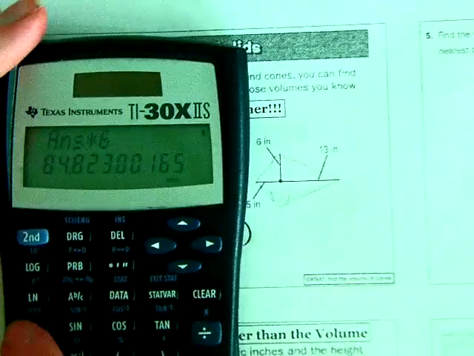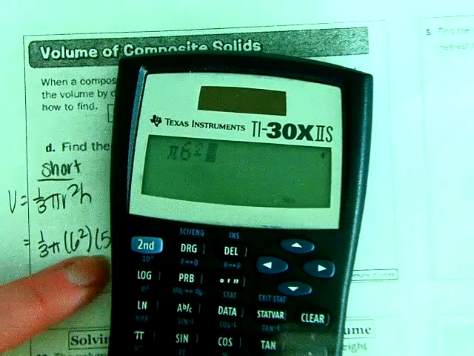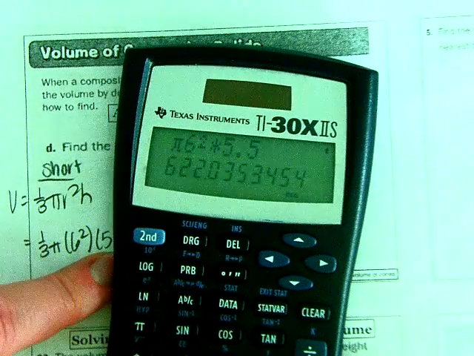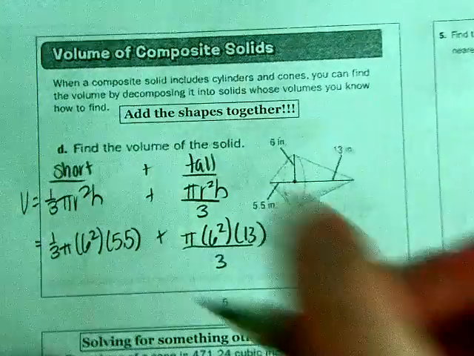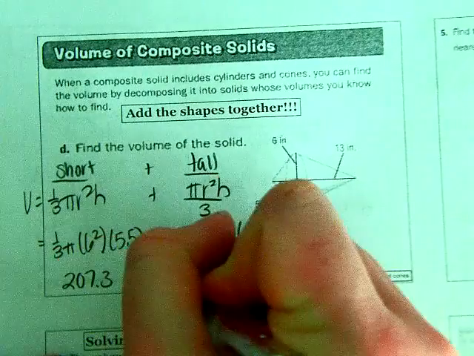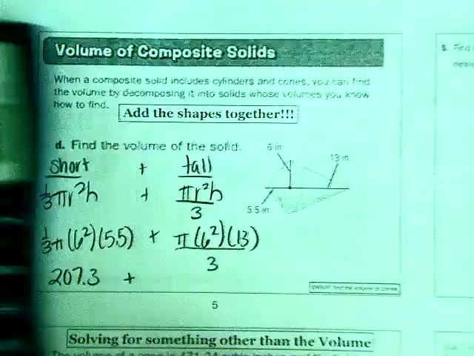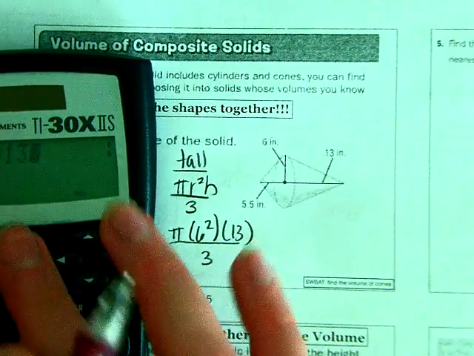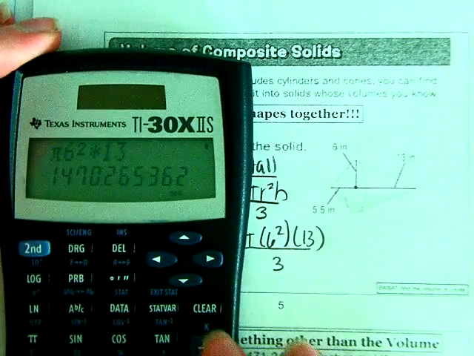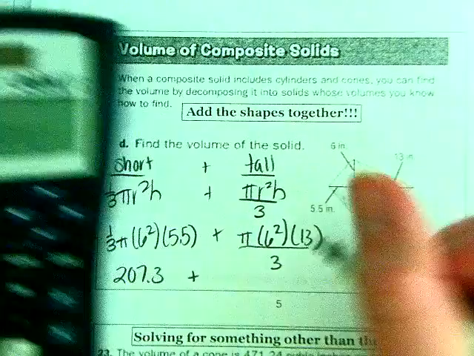Okay, so pi 6 squared times 5.5 divided by 3. I'm going to round this one to the nearest tenth, 207.3. I'm going to add to that whatever I get over here. I'm just going to go up. Pi 6 squared, 13 divided by 3, 490.1.